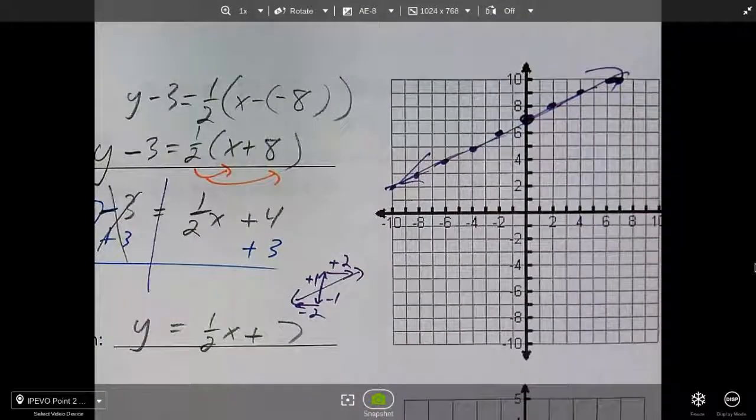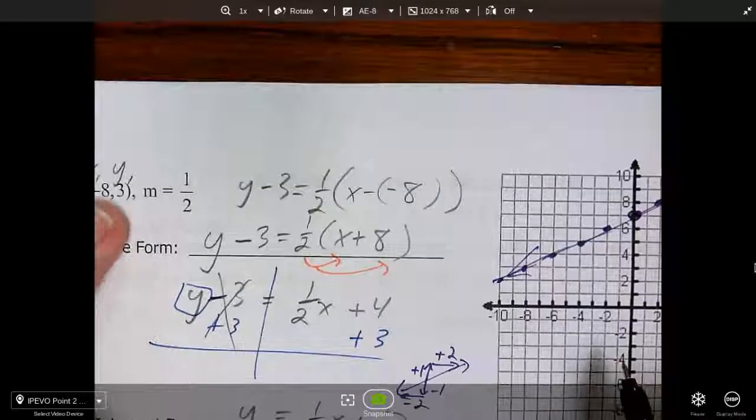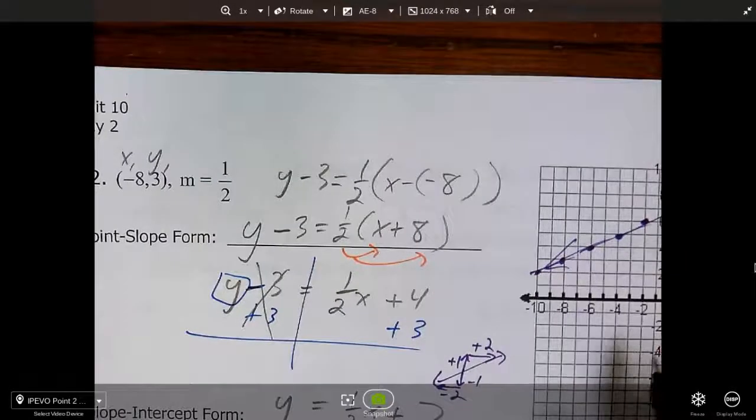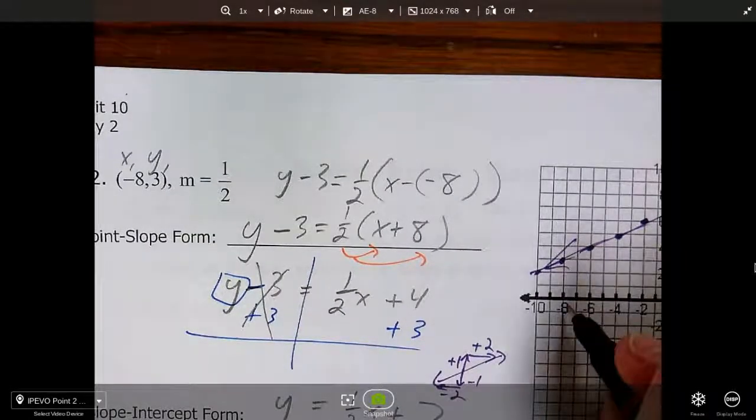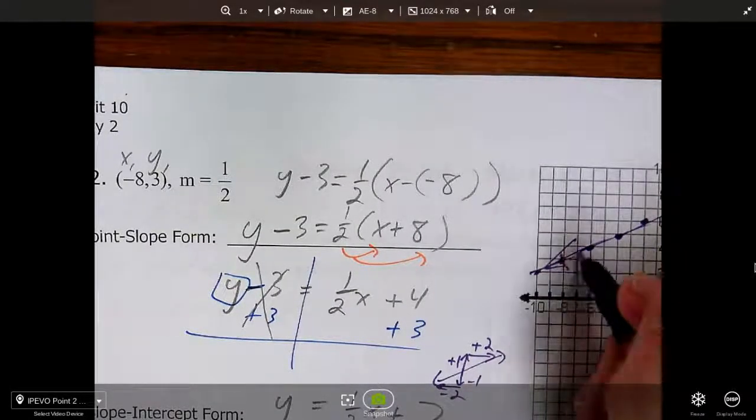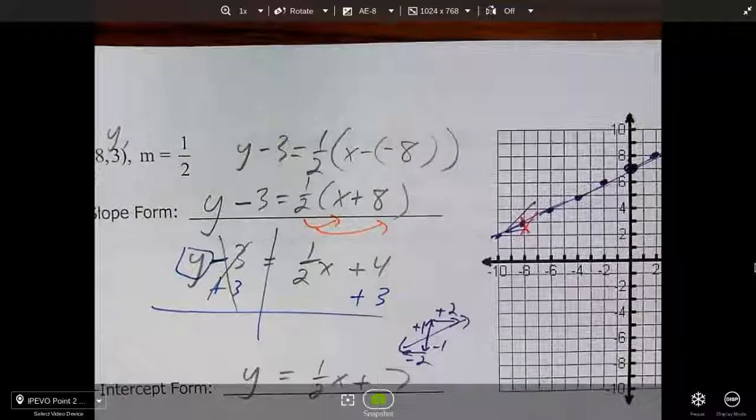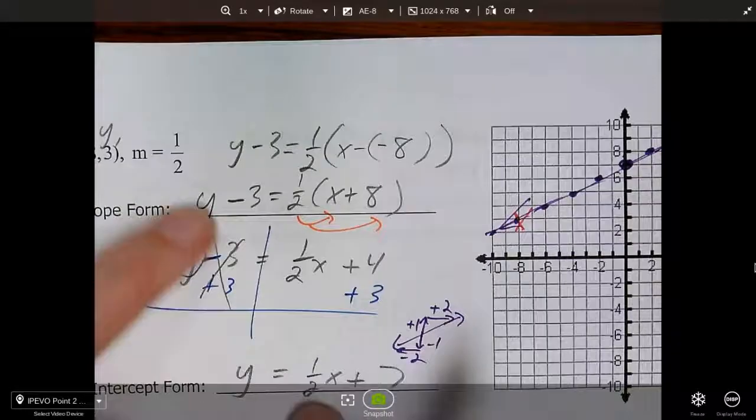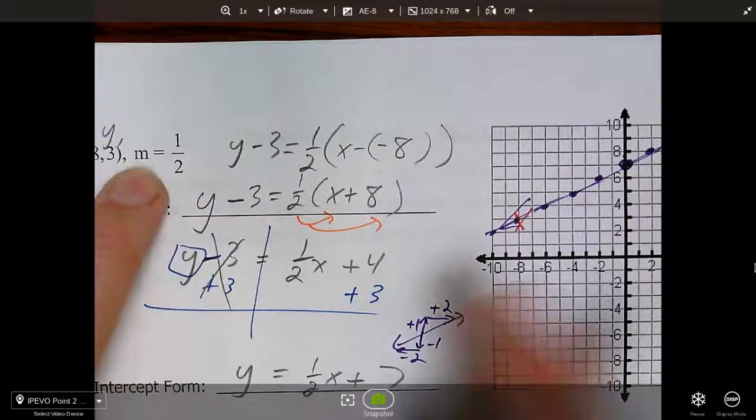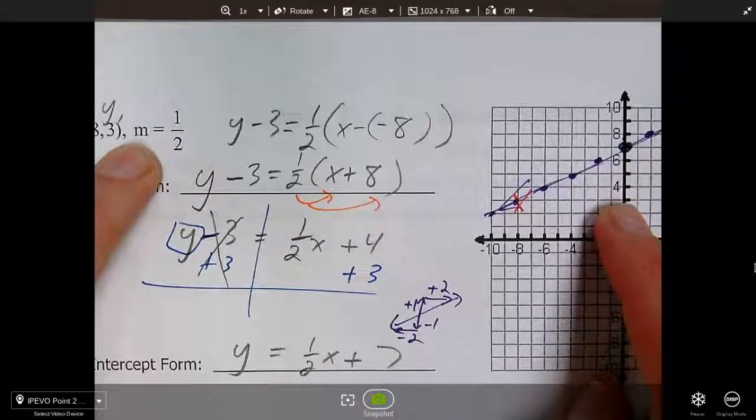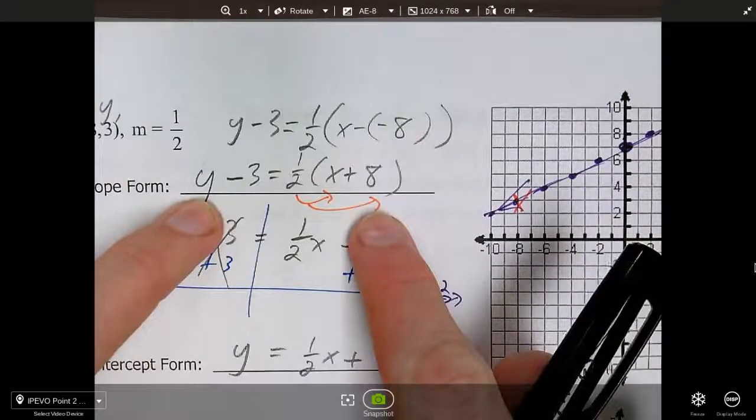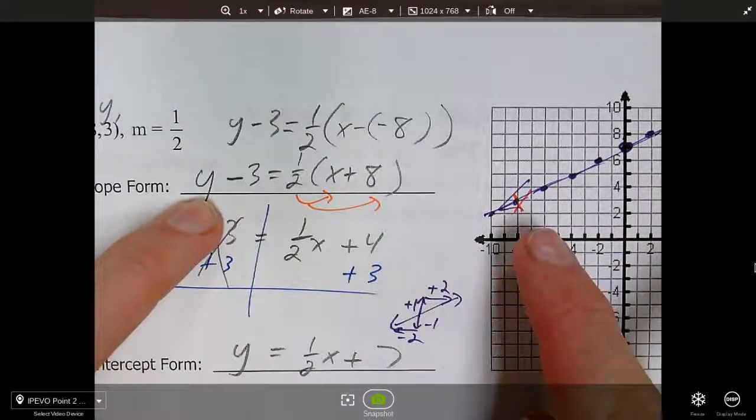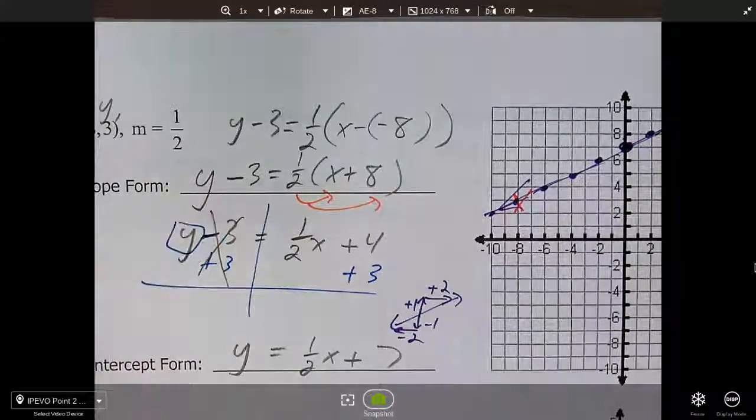I probably shouldn't have drawn my line all the way because I want to make sure it goes through that point, -8, 3. So in my graph, I go -8, up 1, 2, 3. There it is. It goes right through that point, so I know that this line actually works. It has the same slope. This one goes through -8, 3, and this line goes to -8, 3, so I know it works.